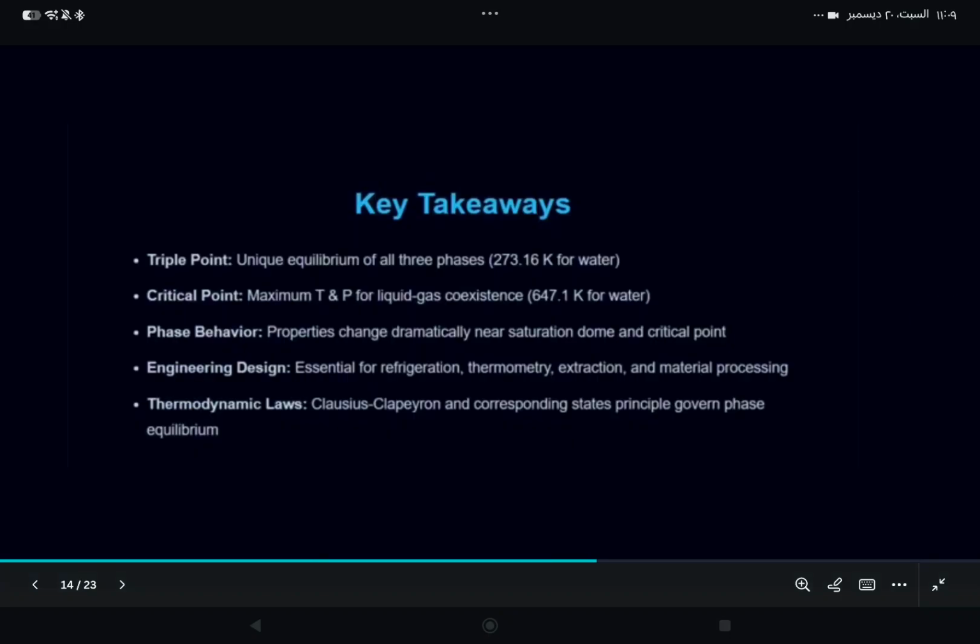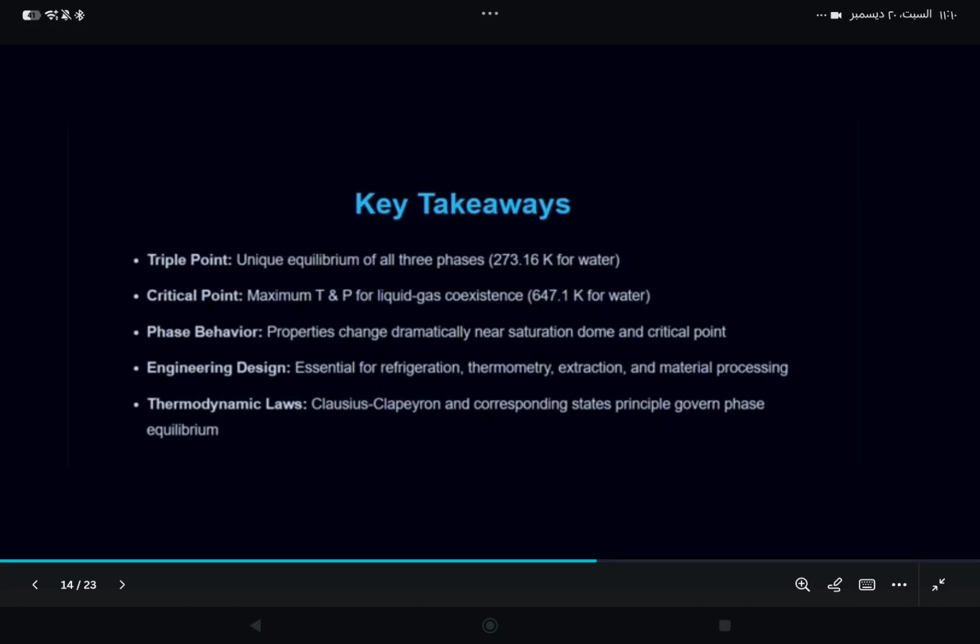In the end, the key takeaway is that the triple point is a unique equilibrium of all three phases. It's 273.16 Kelvin for water, and the critical point is the maximum temperature and pressure for liquid-gas coexistence, which is 647.1 Kelvin for water.